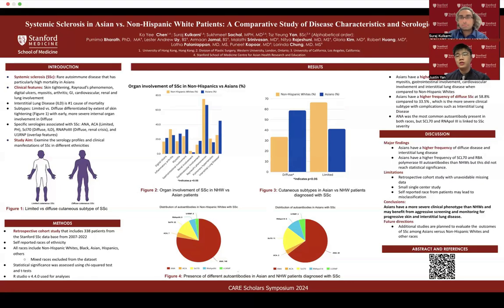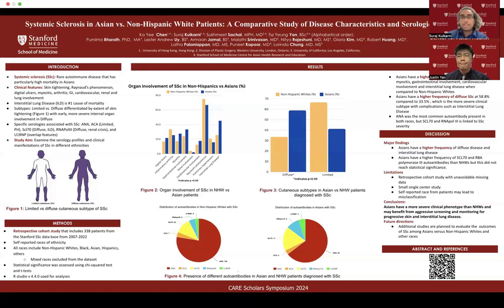Overall, in figure 2, we can see that Asians have a higher frequency of digital ulcers, myositis, GI involvement, cardiovascular involvement, and interstitial lung disease. And if you refer to figure 3, Asians have a higher frequency of diffuse SSc, which is the more severe clinical subtype, at around 59% when compared to 33.5% in non-Hispanic whites. In figure 4, ANA was the most common autoantibody present, but SCL70 and RNA polymerase 3, which are the blue and yellow sections in the pie graph, are more linked to SSc severity.